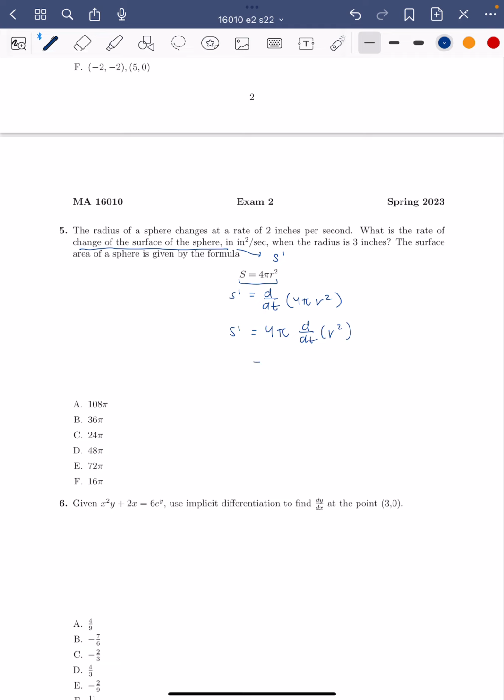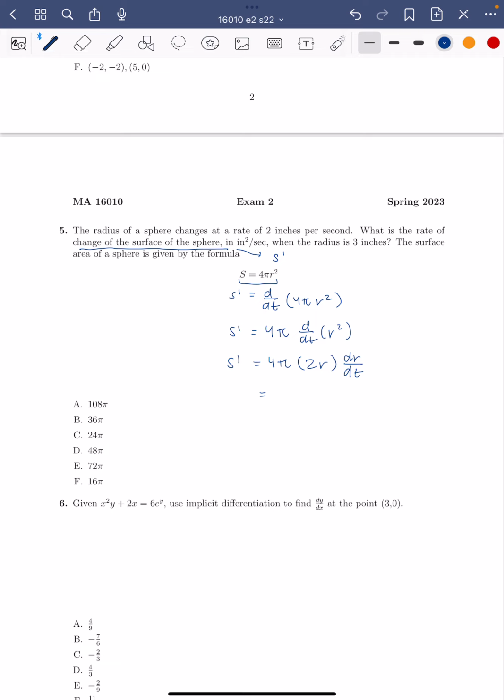If you take the derivative of r squared, with implicit differentiation we treat it like a normal derivative, and then we just add a dr over dt. So that would give us 4 pi times 2r, because the derivative of r squared would be 2r, times dr over dt. Because we do not know what the radius function is in terms of t, we have to include a dr over dt term.